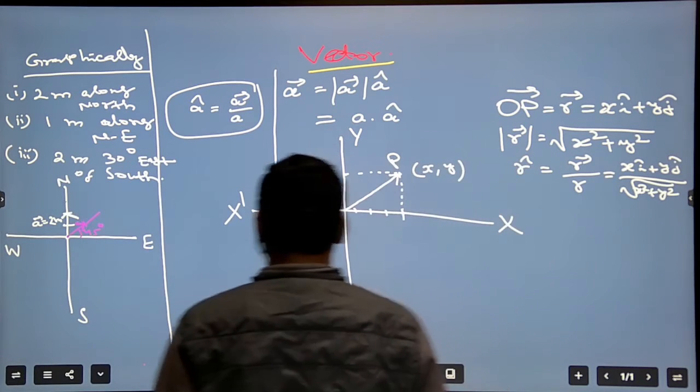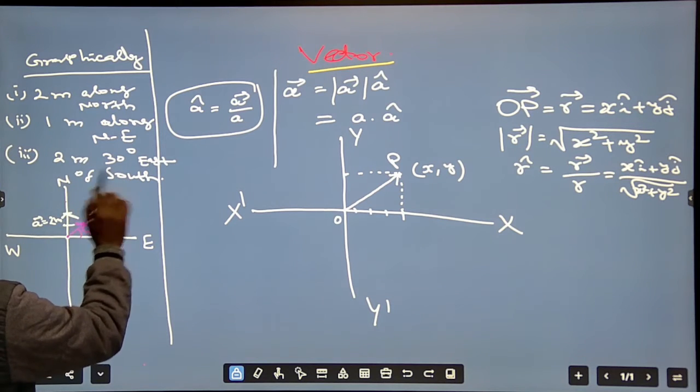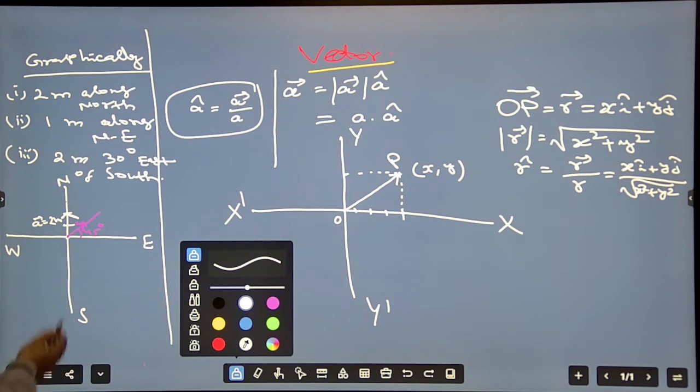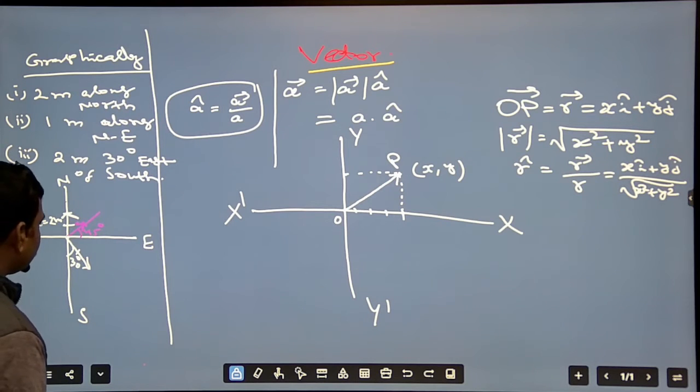Now suppose the third vector is 2 meter 30 degree east of south. So this will be in this quadrant, southeast. But 30 degree east of south, so we will start from south, 30 degree towards east. So this will be like this. And the magnitude is 2. So understood? Like this we can represent the vector graphically.